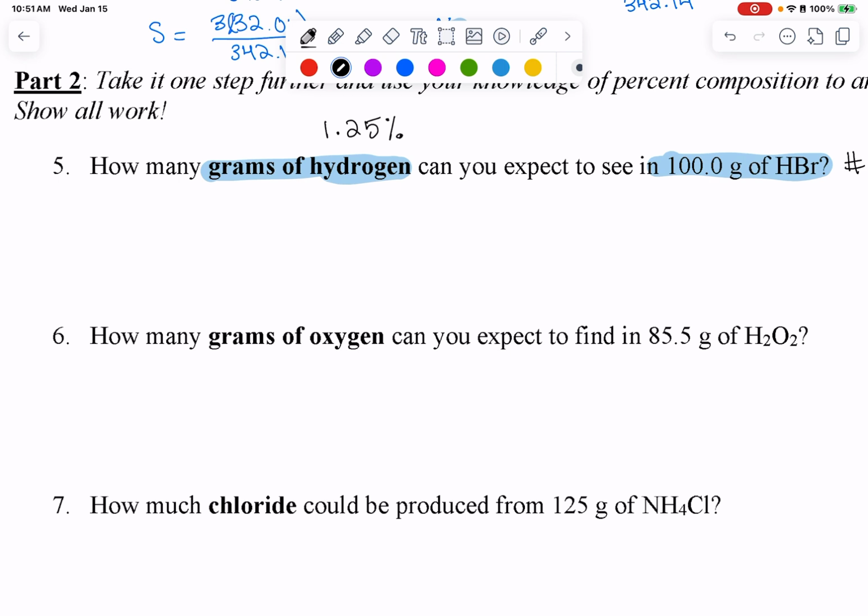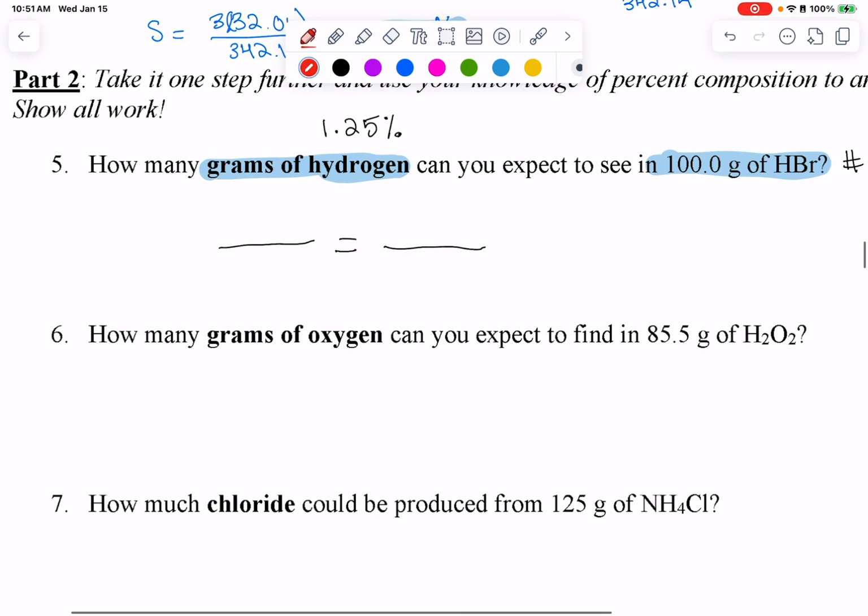Now, in order to find the grams, so grams is what I'm looking for here, I'm going to set up a proportion. All right, this first side is going to be what I'm given in this particular problem. So I am given the fact that I need to find grams of hydrogen. So that's what I'm looking for. And I'm also given 100 grams of HBr. So I'm going to put that 100 grams HBr on this side.